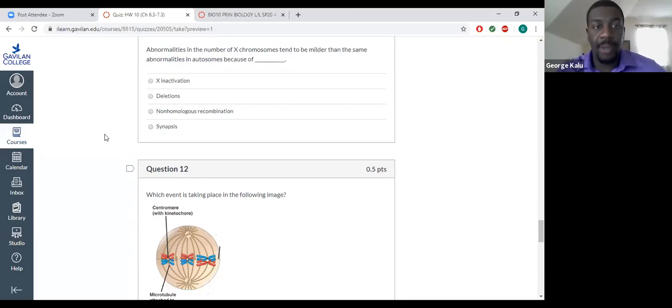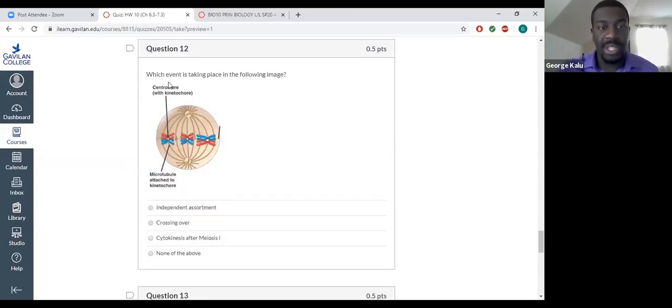Number 11. So abnormalities in the number of X chromosomes tend to be milder than the same abnormalities in autosomes because of what? X inactivation, deletions, non-homologous recombination, or synapsis. Right, X inactivation. So if you have multiple X chromosomes, all but one of them is always going to be inactivated. If you have 2 X chromosomes, one of them is going to be inactivated. If you're born with a mutation where you have 3 X chromosomes, 2 of them are going to be inactivated. So you always have just the one being active. So that's going to help you to have milder abnormalities in that particular individual.